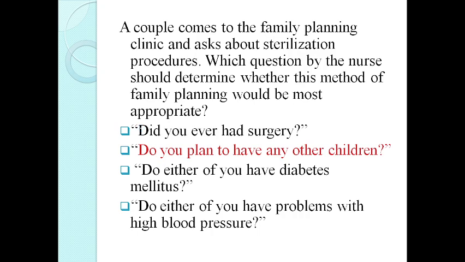A couple comes to the family planning clinic and asks about sterilization procedures. Which question by the nurse should determine whether this method of family planning would be the most appropriate? The options are: did you ever have surgery? Do you have plans for any other children? Do either of you have diabetes mellitus? Do either of you have problems with high blood pressure? When a couple comes for family planning, we have to ask first: do you plan for any other children? Because sterilization is a procedure that is not easily reversible, and reversal is not as successful.